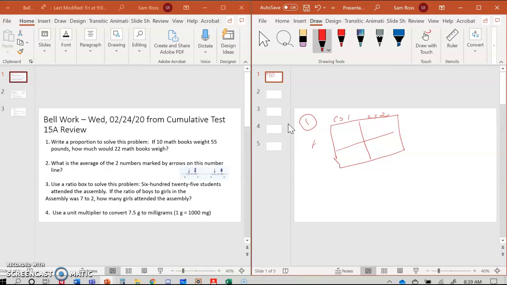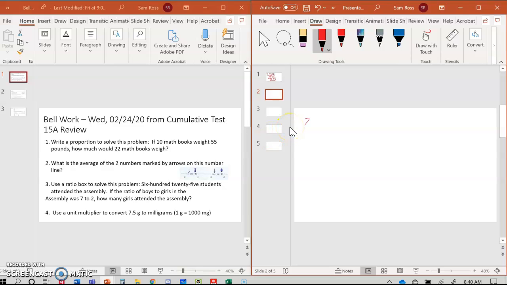It says if 10 math books, so this is books and pounds, 10 math books weigh 55 pounds, how much would 22 math books weigh? So I start off with my ratio box, and then I go to my proportion, which is really just writing this with an equals in the middle. So 10 over 55 is equal to 22 over x. Now the problem asks me just to write the proportion, so this would be the answer. I don't have to cross multiply and solve, but that's how I would have solved it.